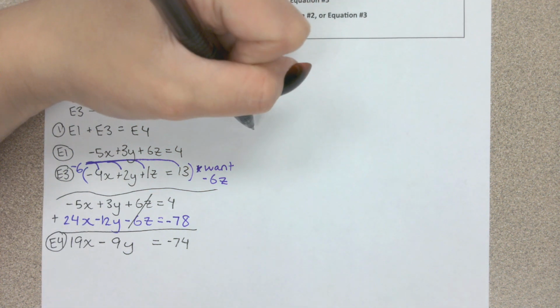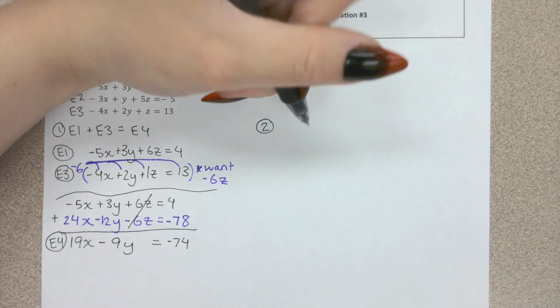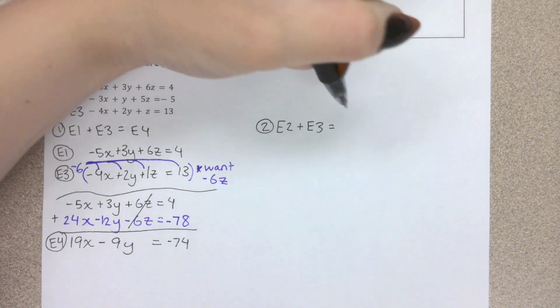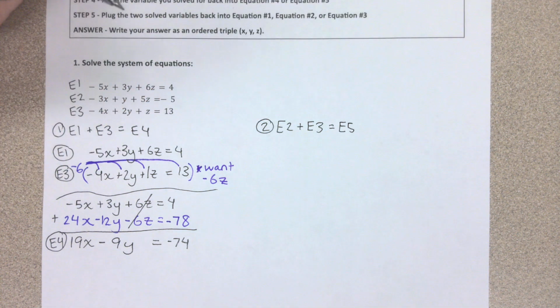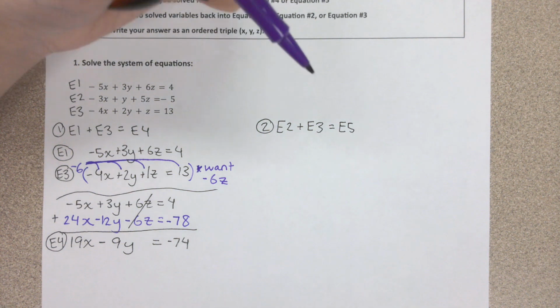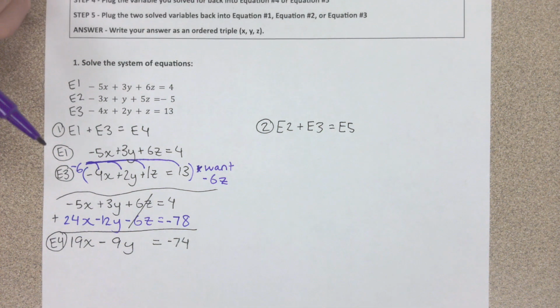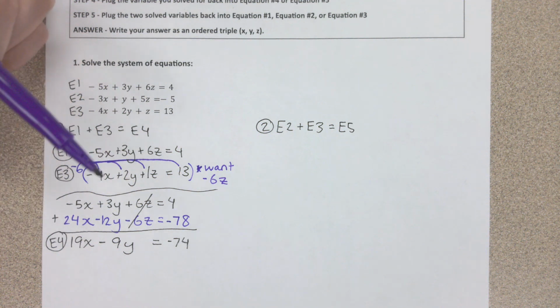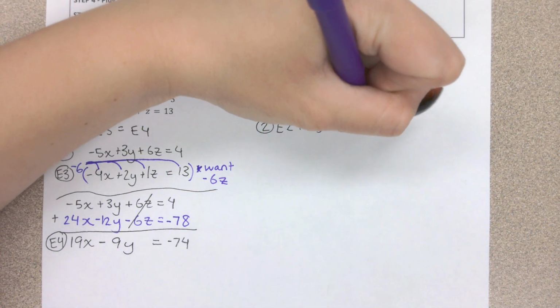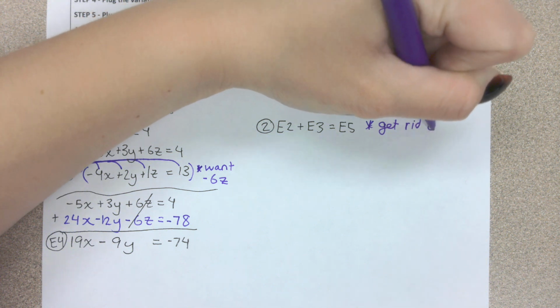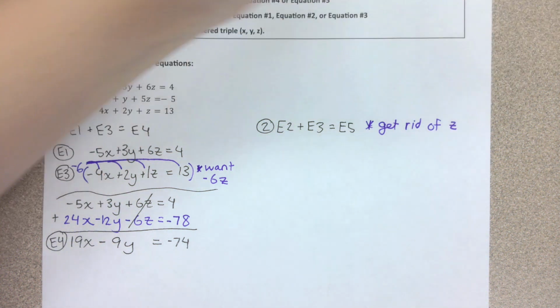Let's do that again. Step 2. This time we are using E2 and E3 to make E5. And I'll go ahead and make myself a note here. When you do the second one, you have to eliminate the same variable that you did the first time. So earlier I got rid of z, so I need to make myself a note here. Get rid of z.